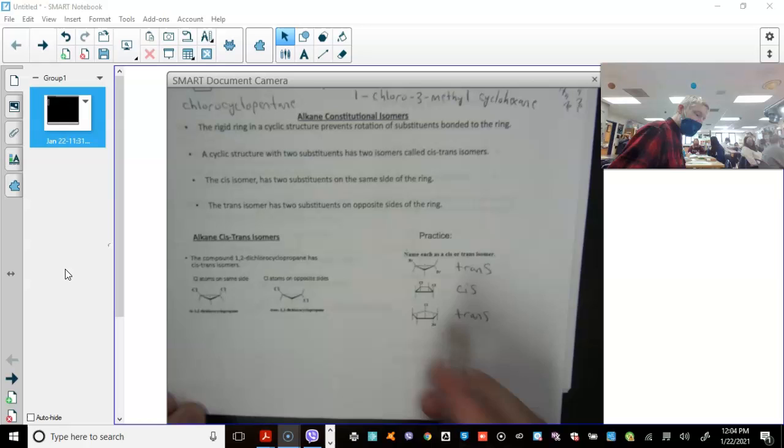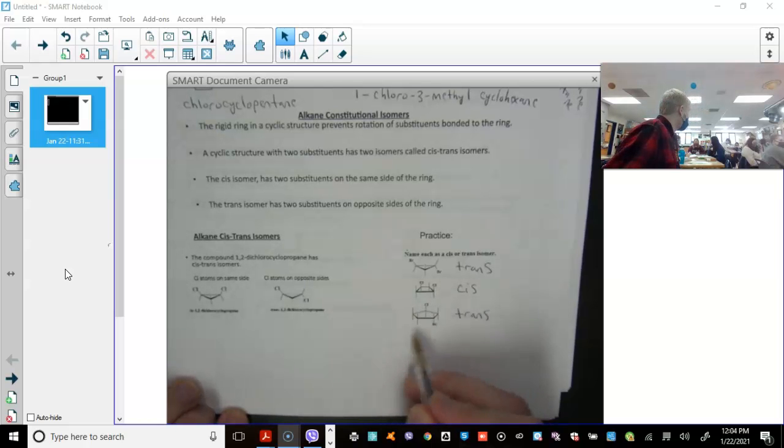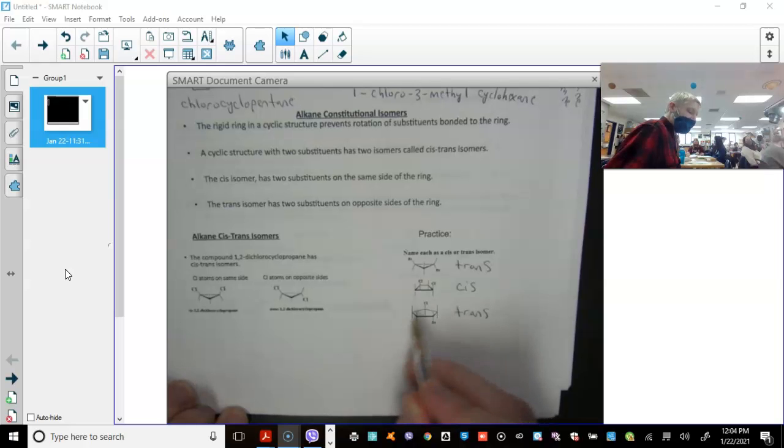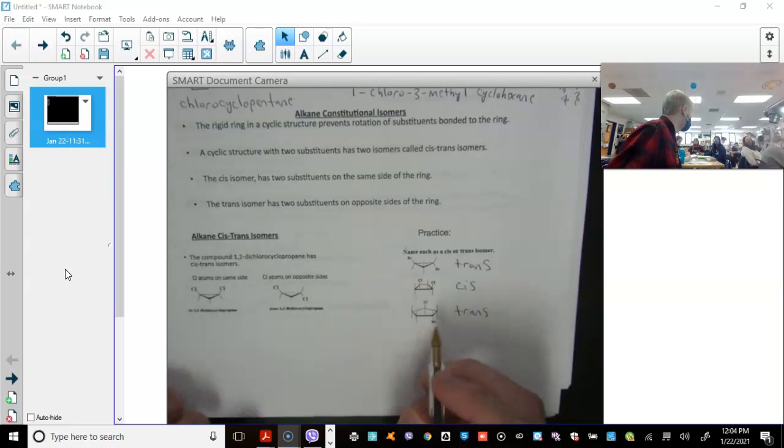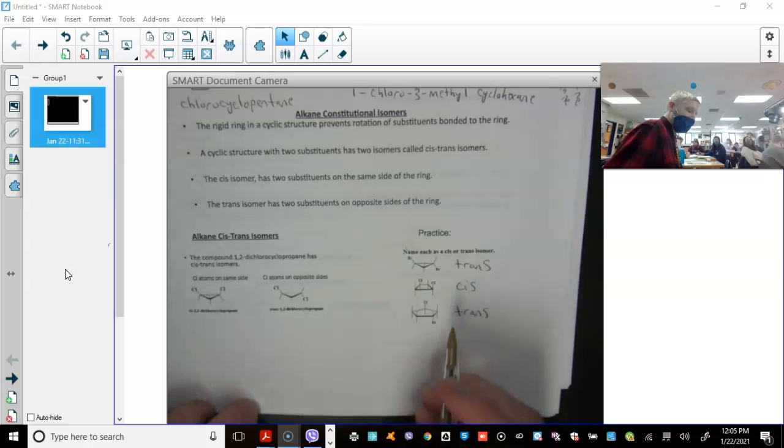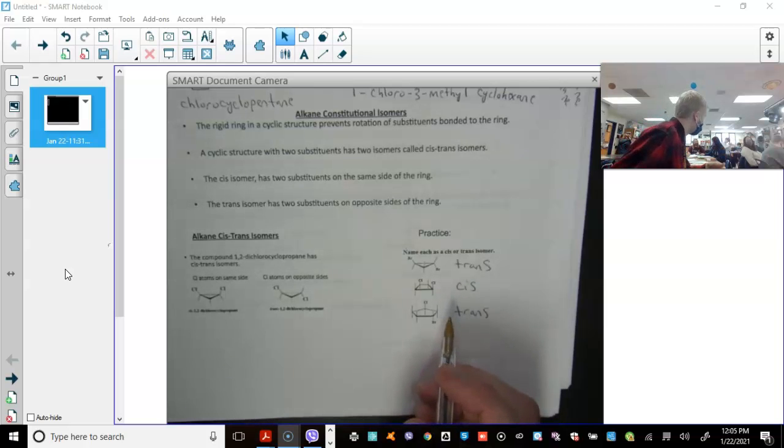All right. So we'll talk about this a little bit after the IB exam, but this is a sugar, and depending upon whether it's cis or trans, is going to determine whether it's an artificial sweetener or a non-artificial sweetener.